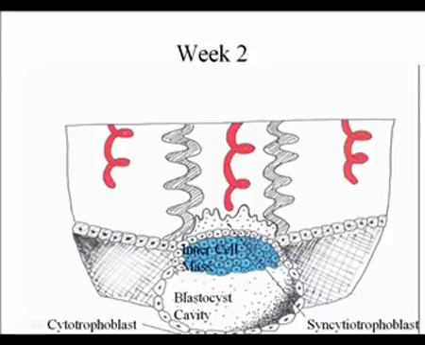Once implantation begins, the trophoblast cells are going to give rise to a second cell type. This is called the syncytial trophoblast cells. These cells will invade the endometrium, and the trophoblast cells will be renamed the cytotrophoblast. So the cytotrophoblast and the syncytial trophoblast are going to give rise to the fetal components of the placenta. We still have an inner cell mass, and we can still see the blastocyst cavity.